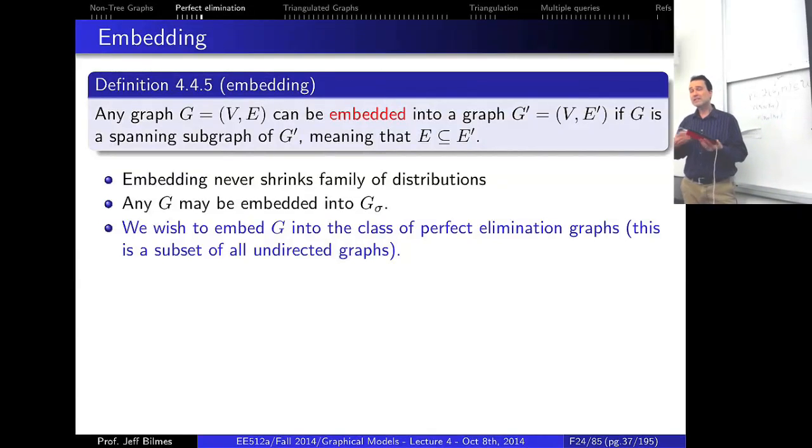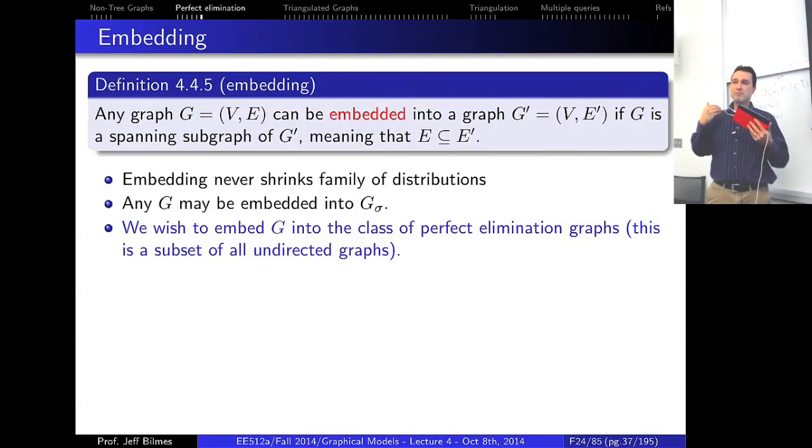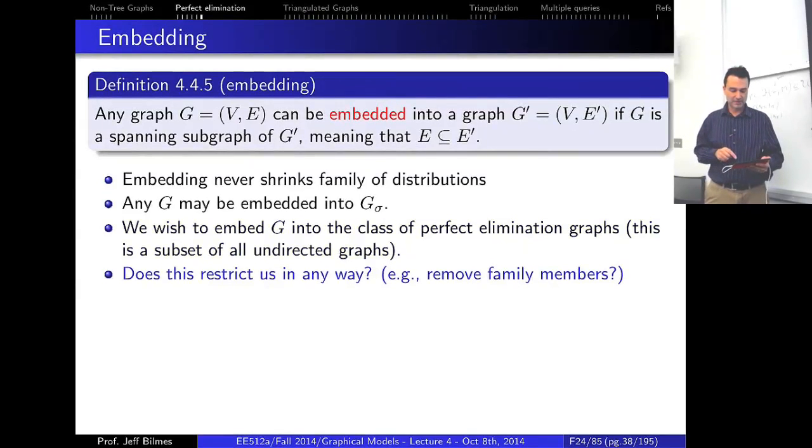And so what we're essentially doing when we're running elimination, again, from the computational perspective, is we're essentially embedding G into the class of perfect elimination graphs. Okay? And we want to do so in some sense such that we find the embedding that causes the least harm, right? We want to find the graph into which we can embed our graph that has the best computational properties.